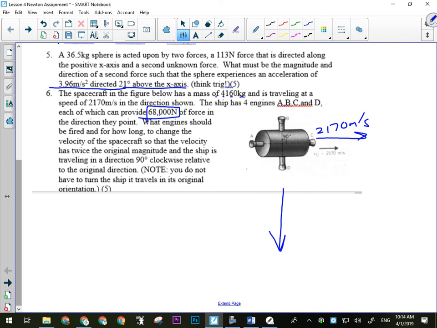Okay, so essentially there's two parts. You need to stop, and then you need to get going the other way. That's about as much as I'm going to tell you. We're not rotating the ship. The ship is not going to turn; it's just going to stop and then go that way. That's why there's an engine on each side.